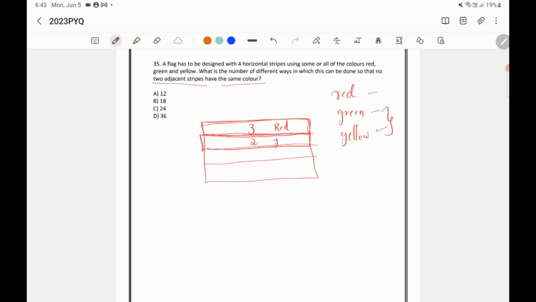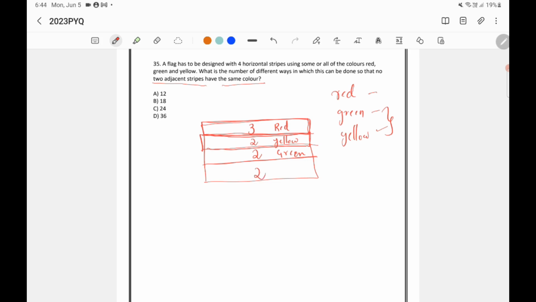Now let's assume that I choose yellow here. Now in this 3rd stripe, I cannot choose yellow. I can either choose red or green. So there are 2 possibilities. Now let's assume that I choose green here. And in the 4th stripe, I cannot use green because if I use green, then the 3rd and 4th stripe are going to have the same color. So that is not possible. So I can either choose red or yellow. So again, 2 possibilities are there.